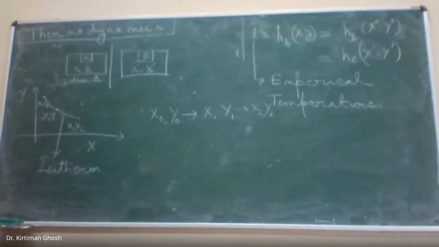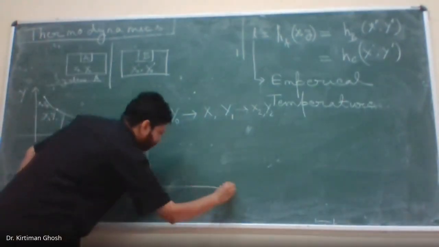So see the consequences of the zeroth law of thermodynamics. We can say that x0, y0, x1, y1 and x2, y2 are in thermal equilibrium because of the zeroth law of thermodynamics. Because we know that this state is in thermal equilibrium with this one, this state is also in thermal equilibrium with this one, and this state is also in thermal equilibrium with this one. This is the consequence of the zeroth law of thermodynamics, and this line is called an isotherm.